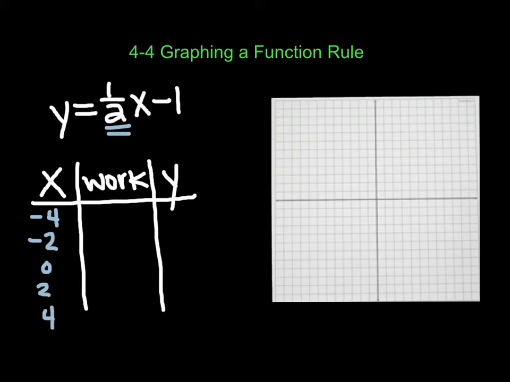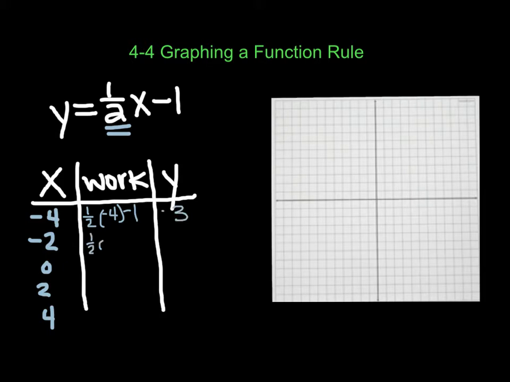So I'm going to plug in -4, and I'm just gonna do the work. I'm going to plug in 1/2 times -4, and then subtract 1. And that's equal to, let me show you here real quick. So you take 1/2 times -4 minus 1. Well, that's -2 minus 1, which is -3.